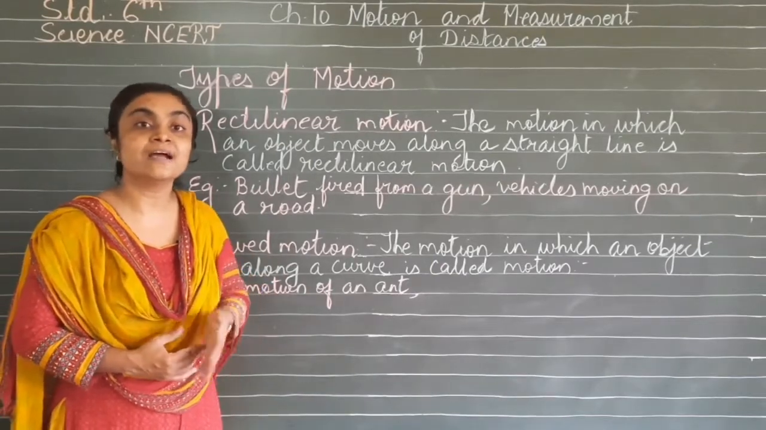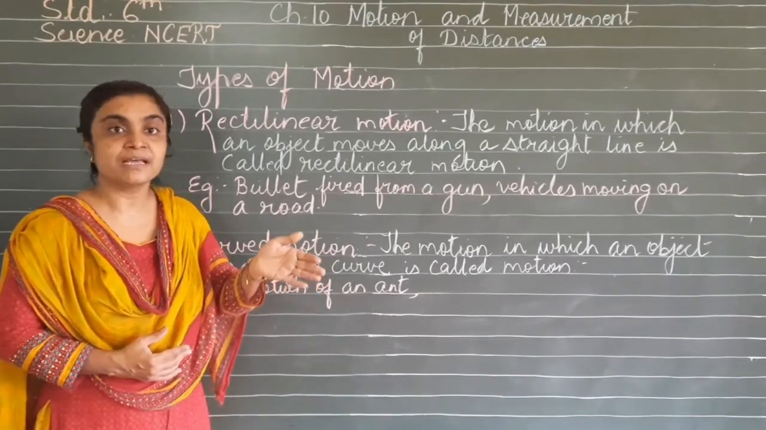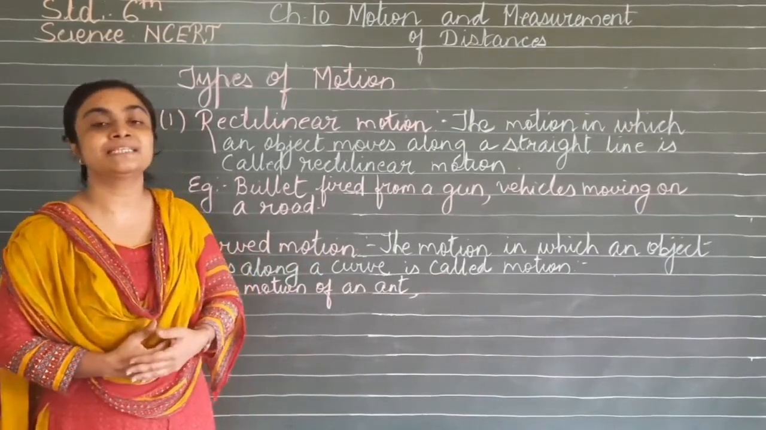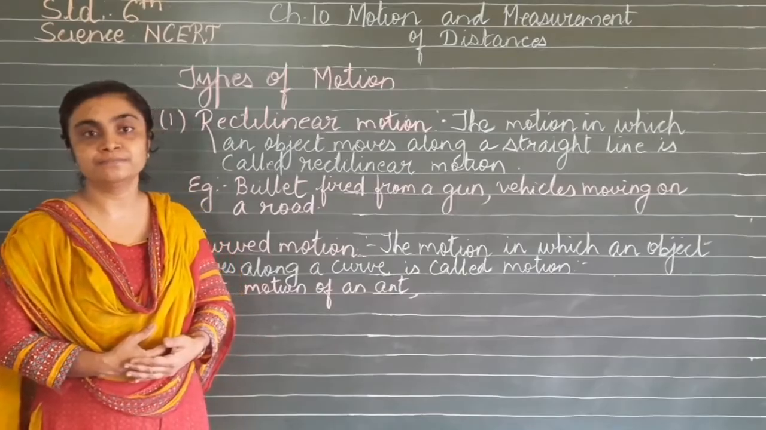Or we can see a bike. A bike is moving straight. Then at some place it will take a curve. So that bike, that motorbike can be said as a curved motion.